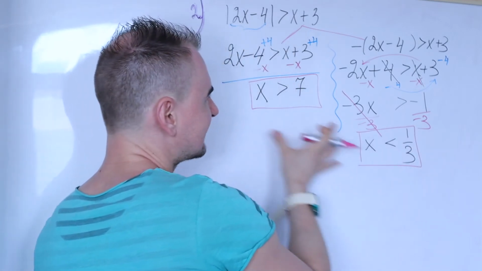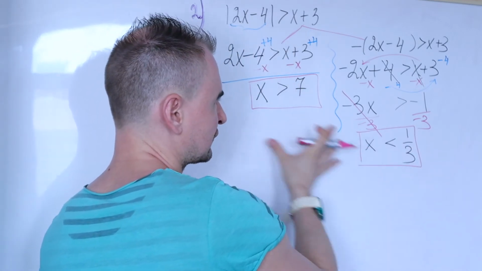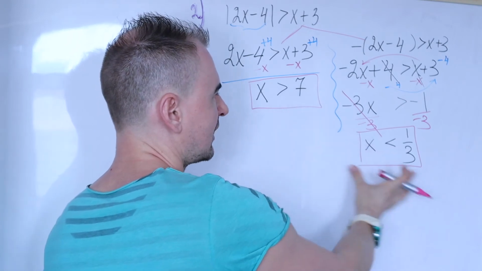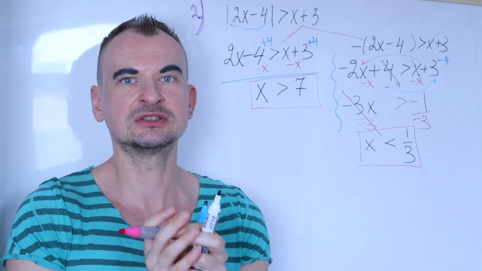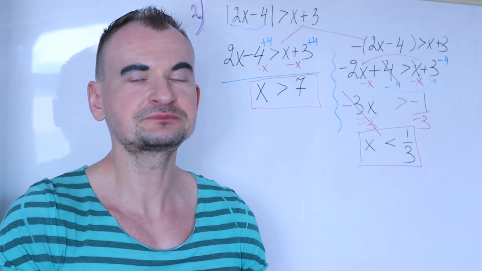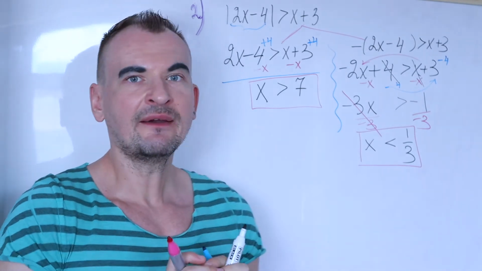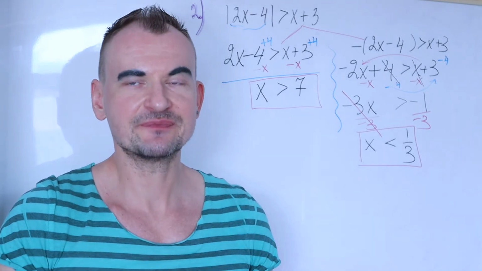Again, this is your second part of your solution. So this is this part, and this component, this is your entire solution for this absolute value inequality.